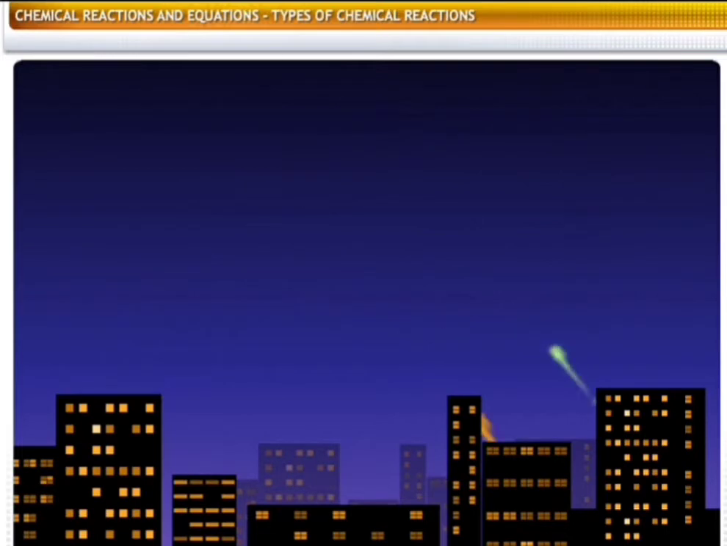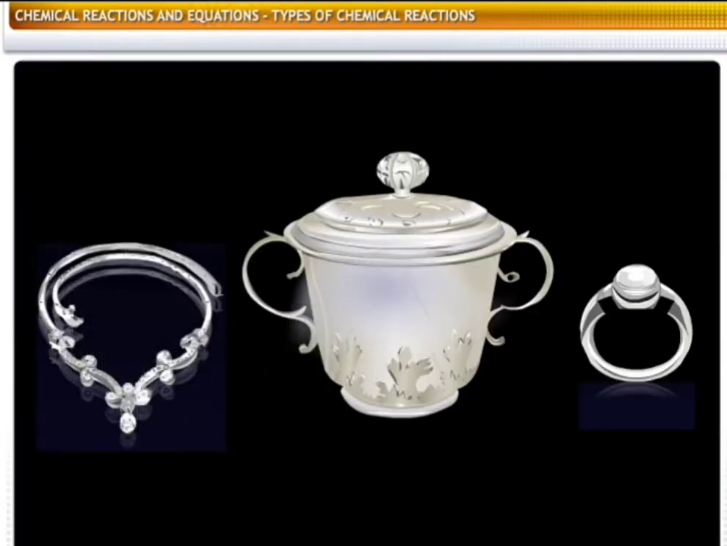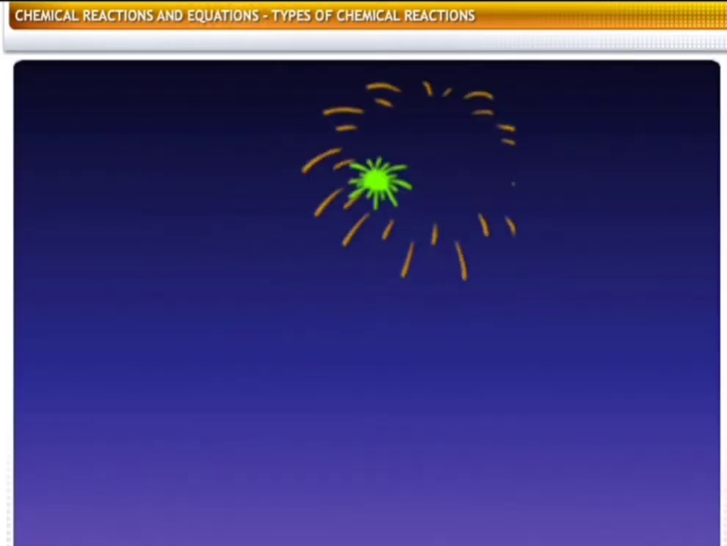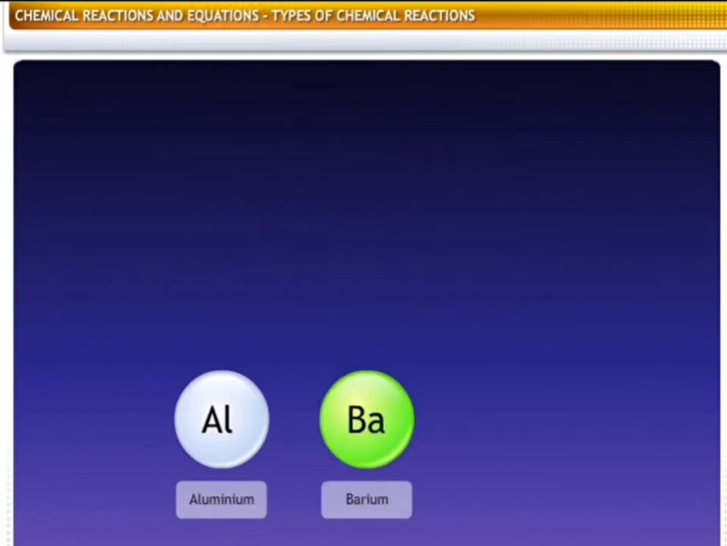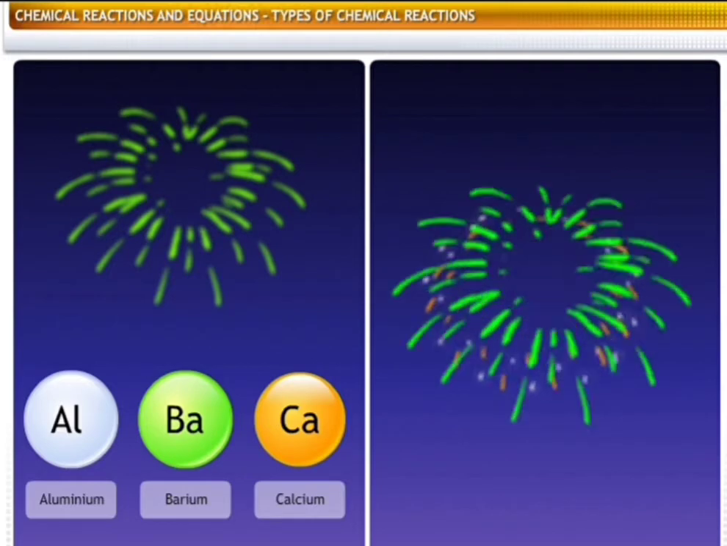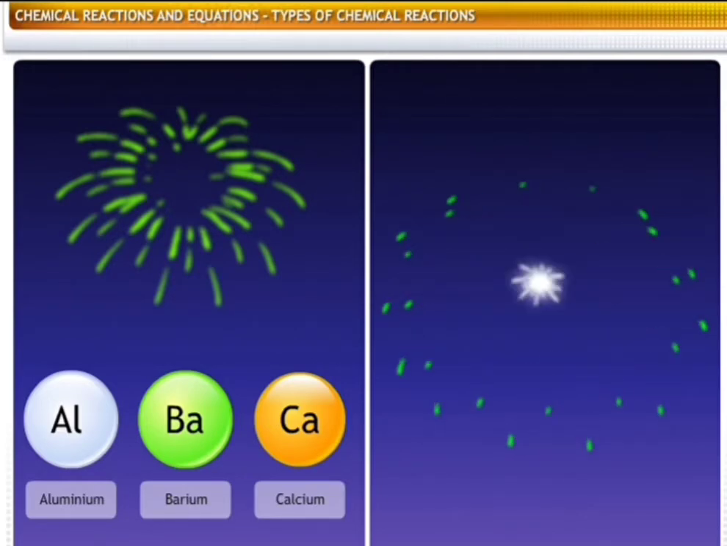Do you know that the brilliance of colors of crackers is a result of chemical reactions? Have you ever wondered why silver gets tarnished? Crackers contain chemical substances like aluminium, barium, calcium, etc. that burn in oxygen to impart a silvery white sparkling effect with green and orange colors.